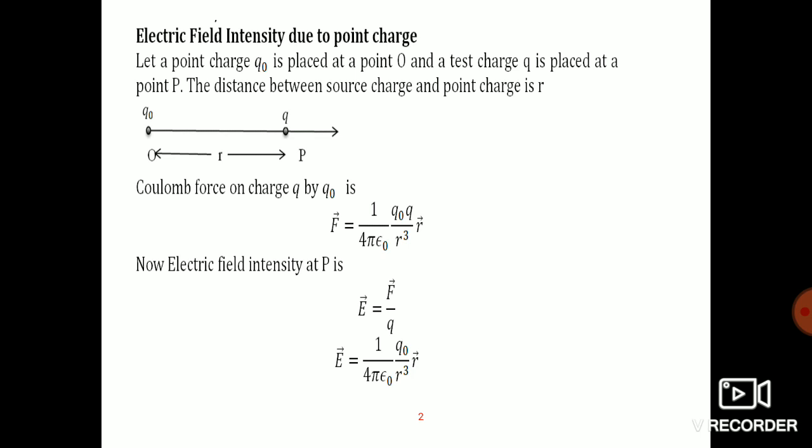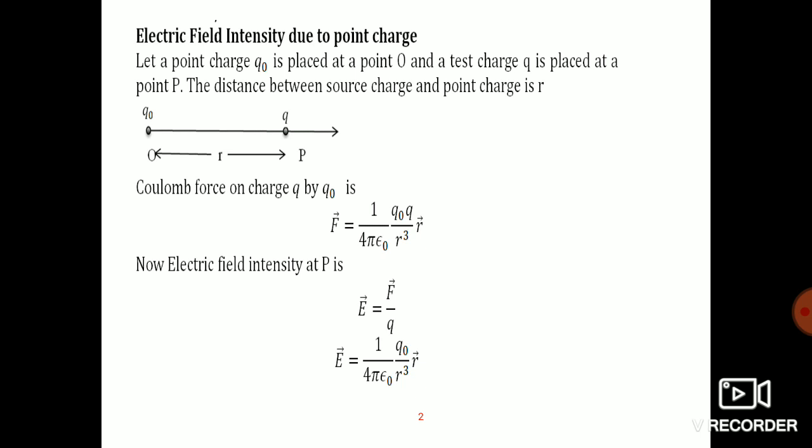Now let us derive the expression for the same: the electric field intensity due to a point charge. Let us consider a point charge Q0 placed at a point O and a test charge q placed at a point P. Both the charges are separated by a distance r.